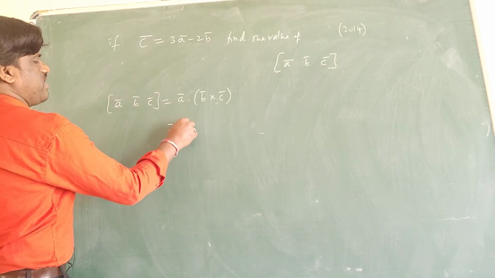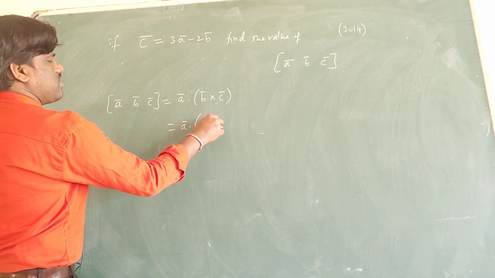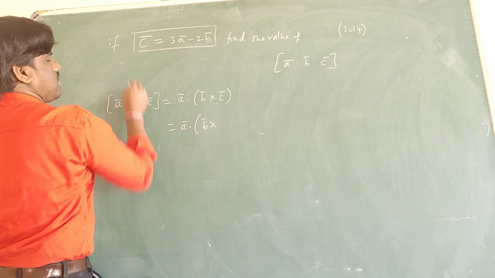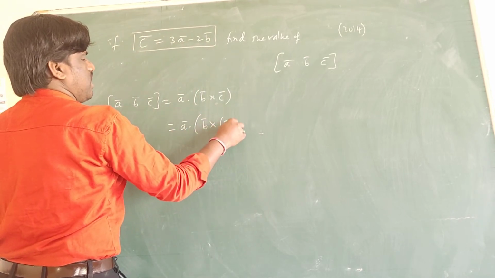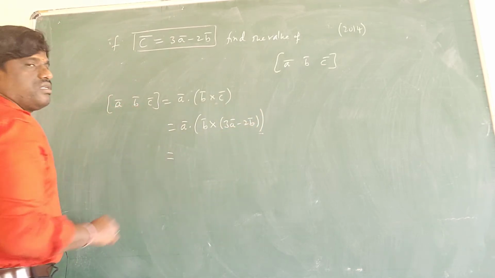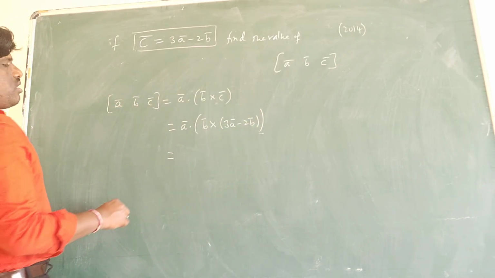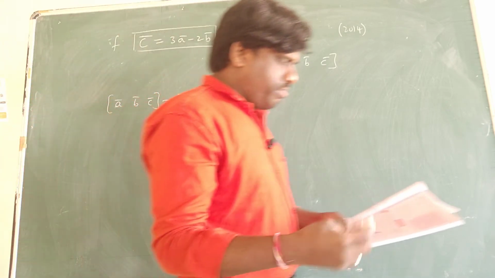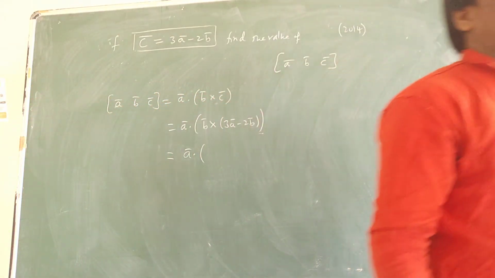Now can I write A vector dot B cross, and in the place of C what do I have to write? What did they give for C? Tell me, what did they give? 3A vector minus 2B vector. This is what they gave, right? So now A vector dot, I will multiply B cross inside, okay?